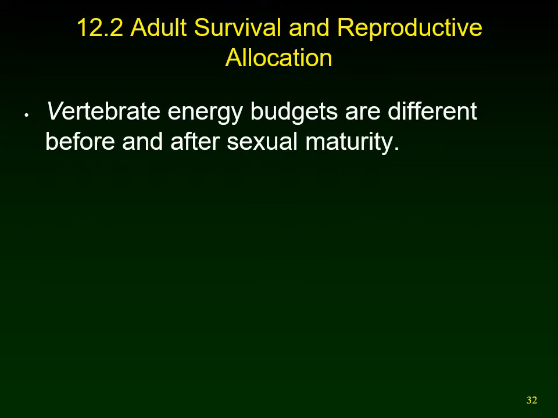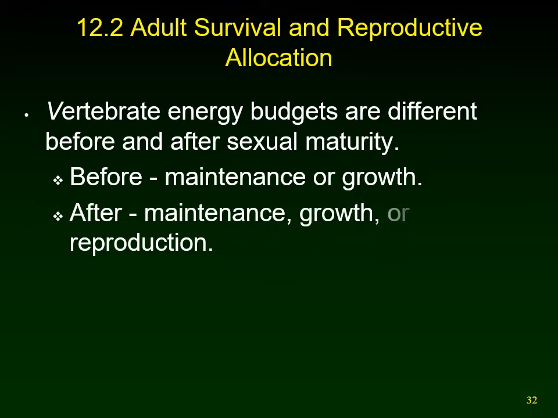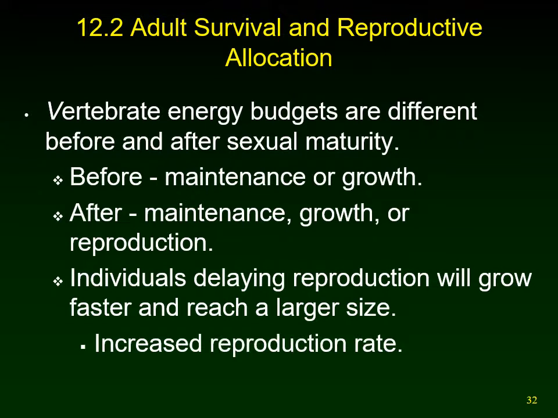If we look at animals, vertebrate energy budgets are different before and after sexual maturity. So before a vertebrate reaches sexual maturity, their energy is mainly spent on maintenance or growth, so getting bigger. After sexual maturity, their energy is divided between maintenance, so just maintaining their current body, some growing, and reproduction. Individuals that delay reproduction will grow faster and reach a larger size and have an increased reproduction rate.